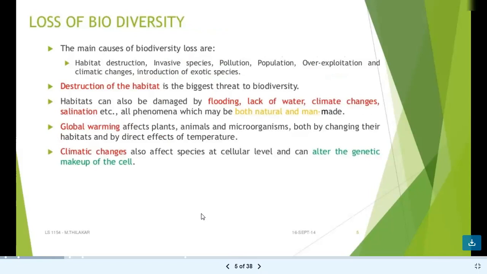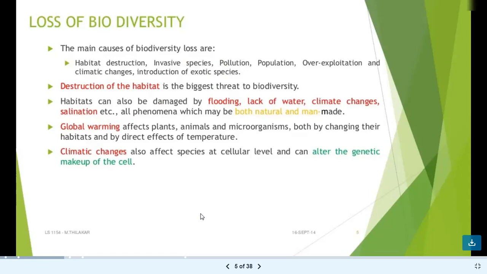Loss of biodiversity. The main causes of biodiversity loss are habitat destruction, invasive species, which are also called exotic species, like Parthenium, Eichhornia, Lantana. These are two or three species that came from outside and created havoc here. Pollution, population, over exploitation and climate changes. Then introduction of exotic species, as I have just told you.